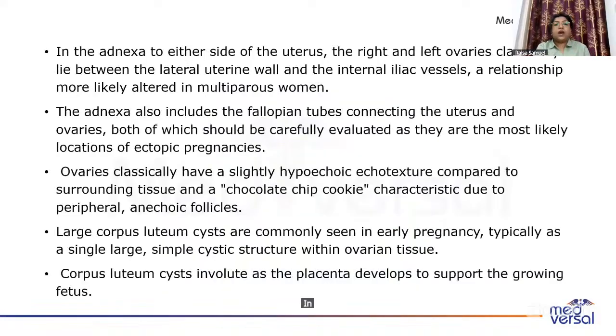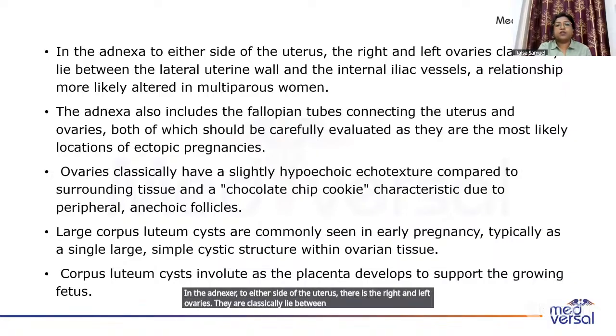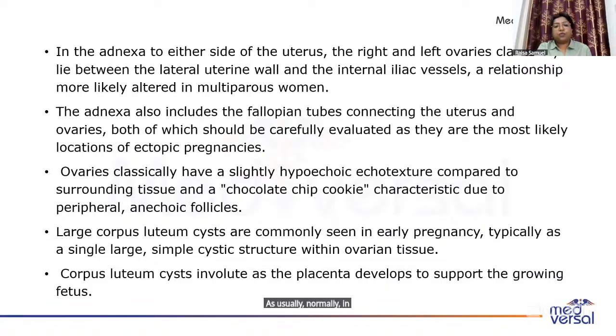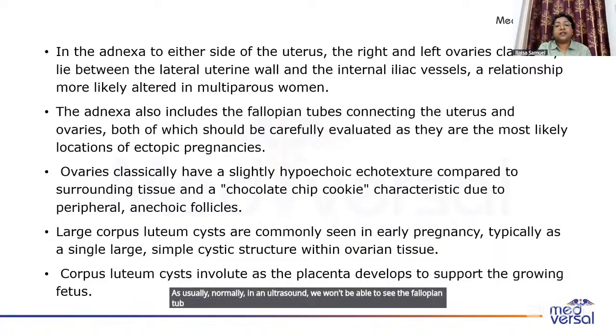In the adnexa to either side of the uterus, there are the right and left ovaries. They classically lie between the lateral uterine wall and the internal iliac vessels, which is a relationship more likely altered in multiparous women. It might be altered. The adnexa also will include the fallopian tubes connecting the uterus and the ovaries, both of which should be carefully evaluated, as normally in an ultrasound we won't be able to see the fallopian tubes, but when there is an ectopic, an adnexal hydrosalpinx, or when the fallopian tubes are enlarged, that is when they will be seen. So the adnexa should be carefully looked at.